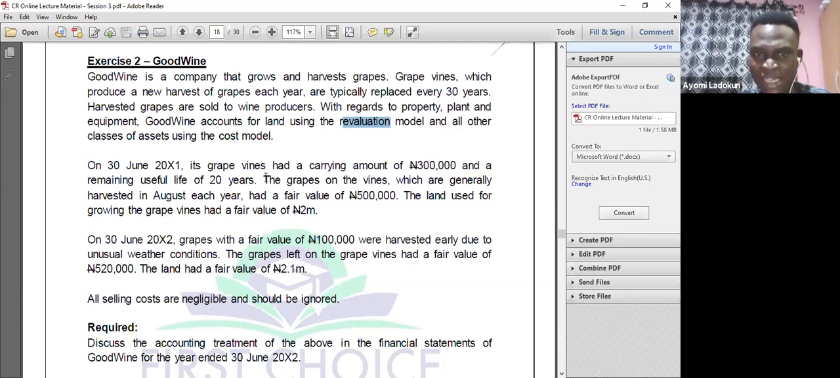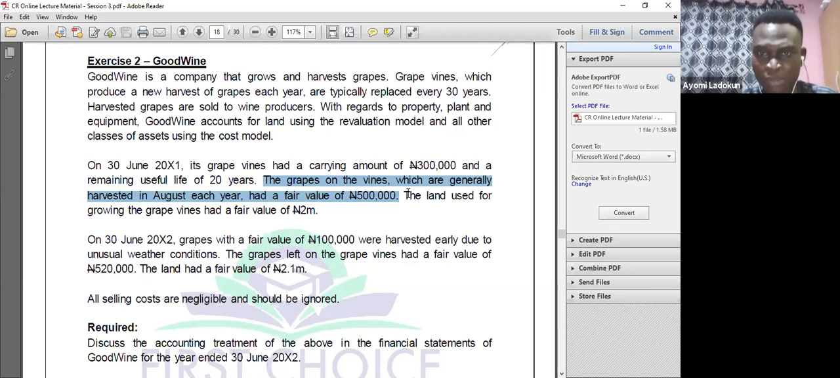And here, the grapes on the vines, those are the agricultural produce, which are harvested in August every year at a fair value of 500. What does that tell you? At the point of harvest, you estimate the fair value. The examiner had already estimated it. That's 500. So after I have harvested, what happened? It ceased to be IAS 41. I will now apply IAS 2. So that 500 will now be the deemed cost for the purpose of IAS 2. That's that line. And in this question, you are just explaining to the examiner.